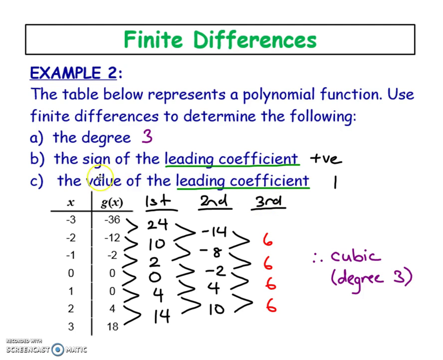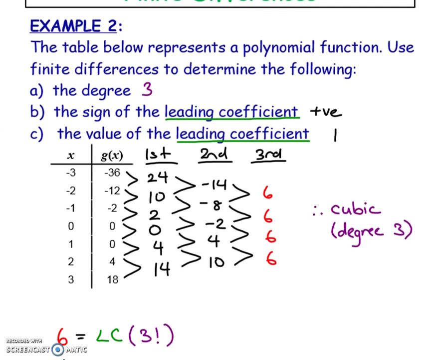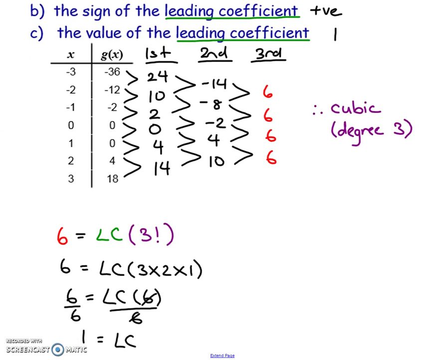And then in order to find the value and the sign of the leading coefficient, I'd actually have to use that formula we just learned. So if I go down a little bit, I have the equation right here. So your constant finite difference, which was 6, because that's the one that keeps repeating, is equal to the leading coefficient times the degree of the function with that exclamation mark.